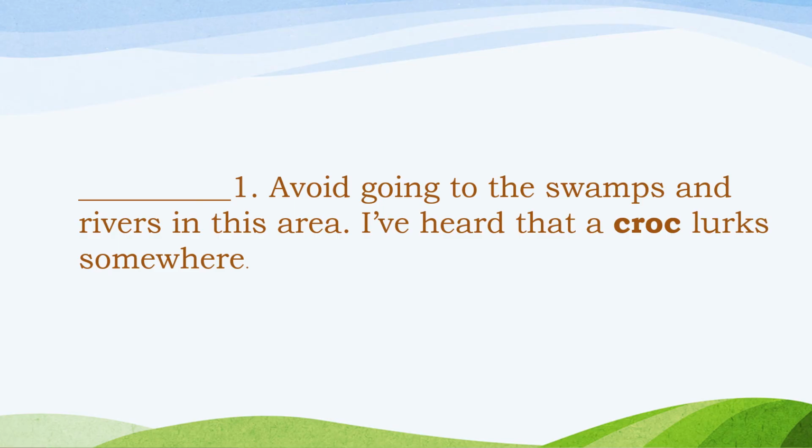Now for this activity, we're going to figure out the meaning of the clipped word using context clues, and we're going to give the unclipped word. Number one: avoid going to the swamps and rivers in this area. I've heard that a croc lurks somewhere. What is the unclipped word of croc? If your answer is crocodile, then it's correct.